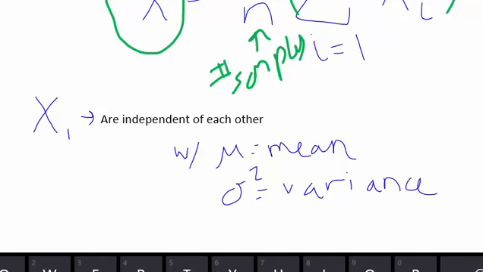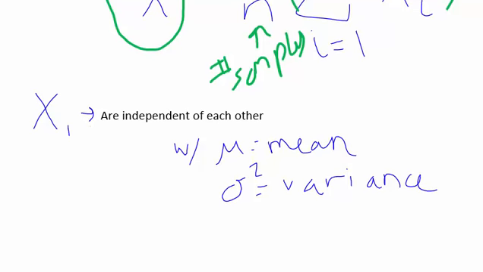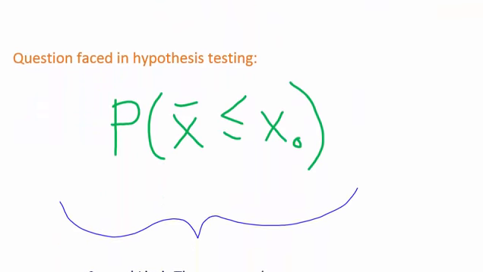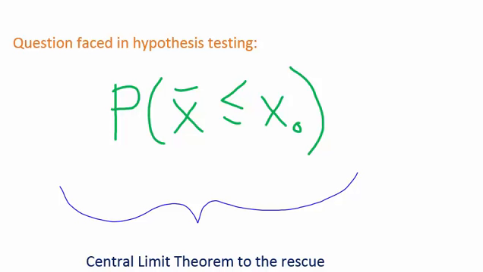So what happens when we do something like hypothesis testing is we're essentially trying to find the probability for our average observations being less than or equal to some arbitrary value of x. This is sort of hard to understand, but we can use the central limit theorem to allow us to ask these questions in hypothesis testing and actually get an answer.